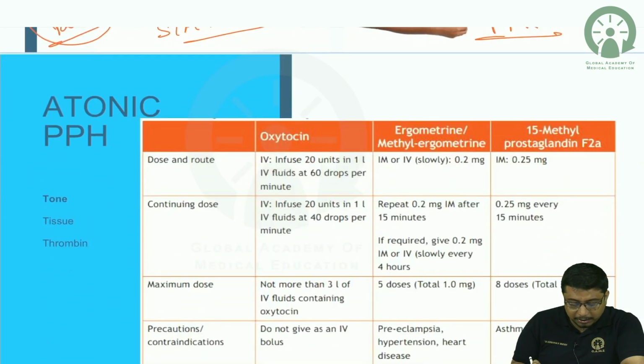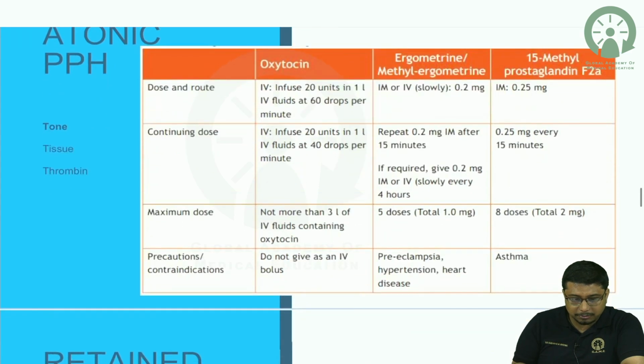So what to do in case of an atonic PPH? What all drugs can be used? This chart is again a very very important chart. Take a screenshot and remember it by heart. Every information in this chart is important, so I am not highlighting a particular one.